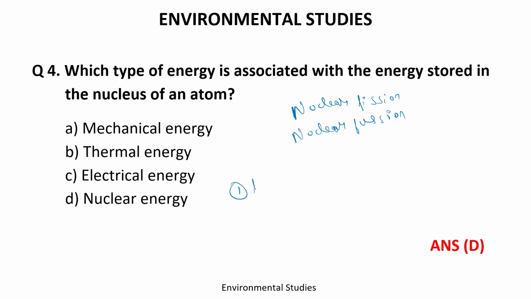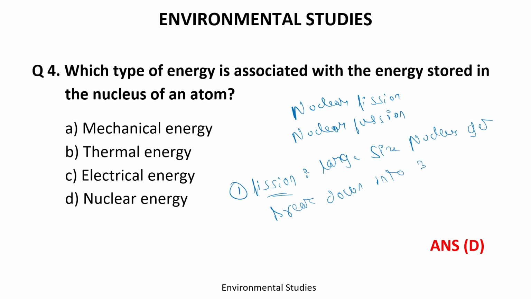So basically if we talk about the fission first, in this form what happened? A large size nucleus gets transformed, or you can say gets broken down, into 3 or more small nucleus or nuclei, you can say.